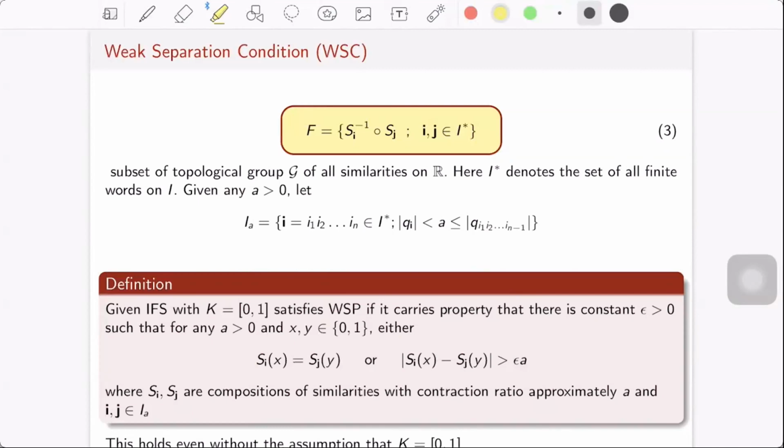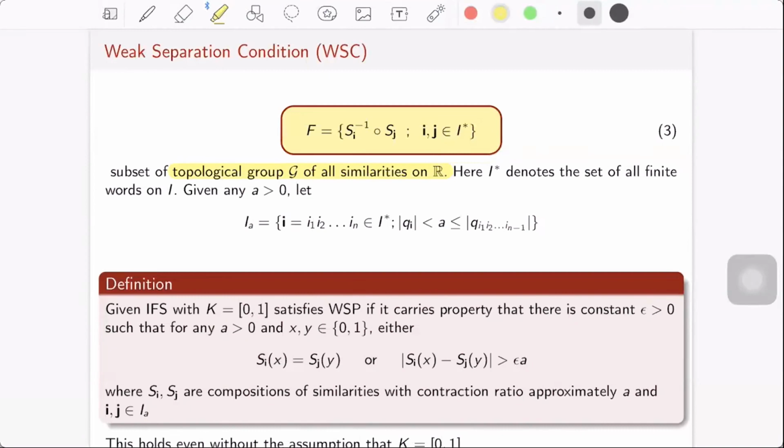For the investigation of the weak separation condition, there are a number of notations which I will explain. First we take F as the topological group of all similarities on R, and I star denotes the set of finite words, or finite indices, which are the multi-indices in our case. And we can restrict the set of indices. We restrict the contraction ratio using a constant a.